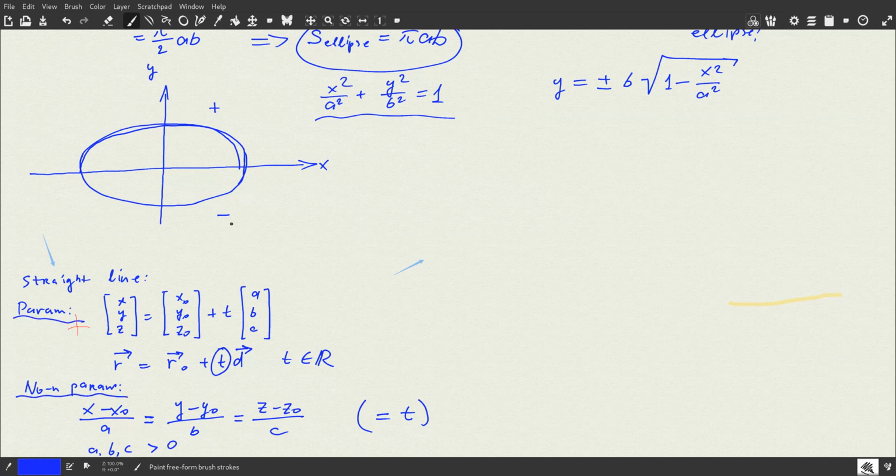Comparing the two, parametric and non-parametric, this equation of the ellipse, is it parametric or non-parametric? For the ellipse, yes. So we have non-parametric. This is a non-parametric equation. It is just an equation which connects together x and y coordinates of the ellipse, but there is no parameter on which both x and y would depend.